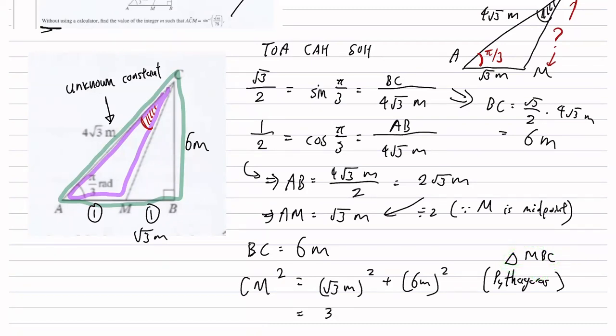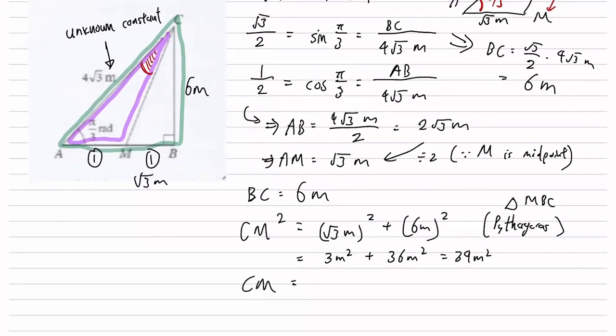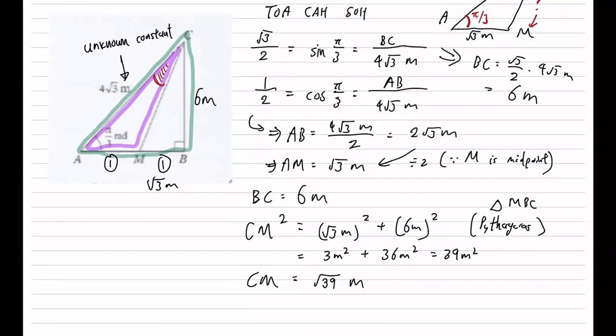Now I square this, I get 3m squared. I square this, I get 36m squared. Altogether, I get 39m squared, which means that CM is square root 39m. Don't need to care about minus because we are dealing with lengths here. Won't have negative. I hope you're not confused by my capital M and small m. Capital is referring to a point, then the little m is referring to the variable, the unknown constant here.